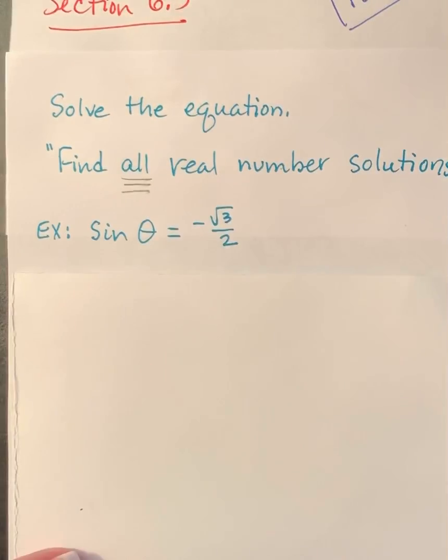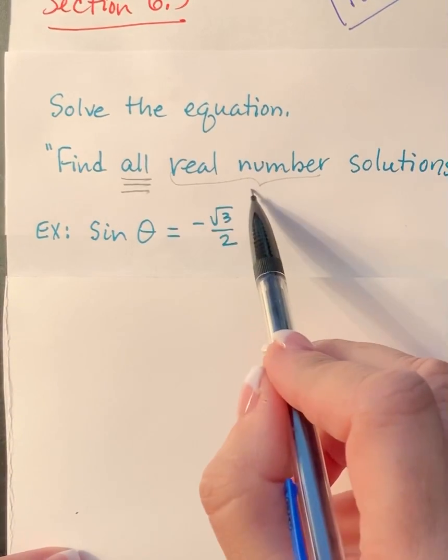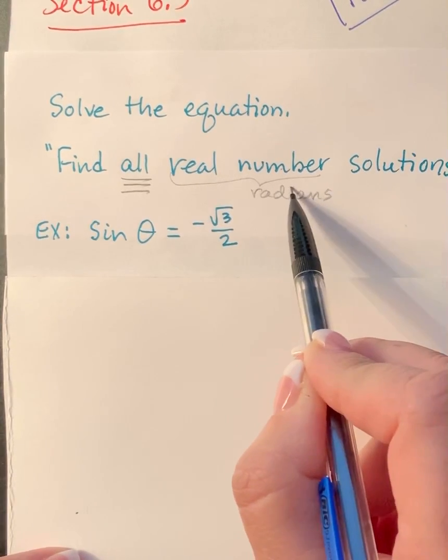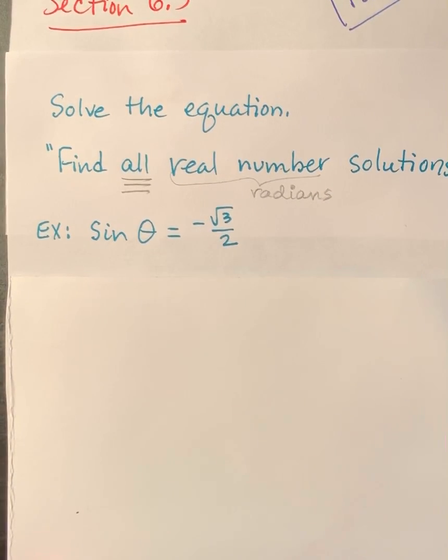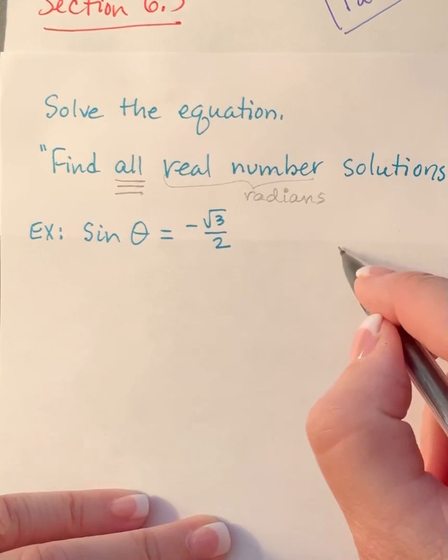All right, so let's look at this one. Find where the sine of theta is equal to negative root 3 divided by 2. First of all, just to mention this, when they say real number solutions, that means we are going to work in radians because radians are real numbers and degrees are not. So let's figure out where the sine of theta equals negative root 3 over 2 just between 0 and 2 pi, like we were doing in the last video.